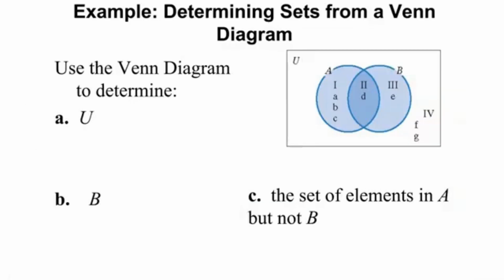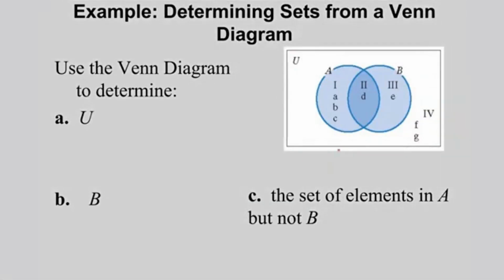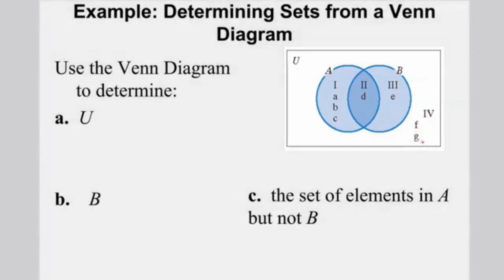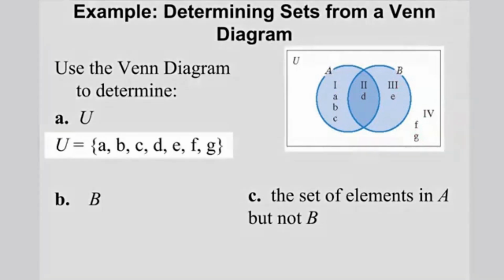Let's consider this example here. Use this Venn diagram to determine the universal set, set B, and the set of elements in A but not in B. Notice that set A here overlaps with set B. For letter A, the universal set contains all the elements under consideration. So these would be the elements in this region plus the elements in this region, and this region, and this region. So we will just have to list everything down.